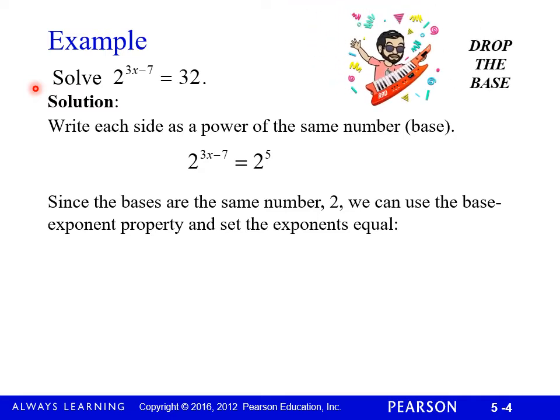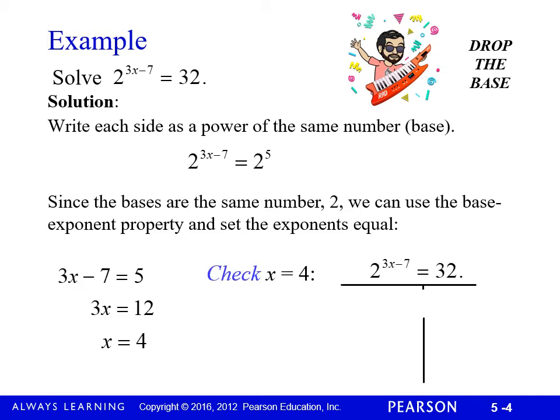Now, the way I remember this is a little DJ action or a little musical action. Drop the bass, drop the bass, drop the bass, and solve. So we're just going to drop the base out of the equation. The 2's are going to disappear, and all we're going to have left is the exponents. 3x - 7 = 5. This becomes an easy algebraic equation to solve. Add 7 to both sides, divide by 3, and we get x = 4.